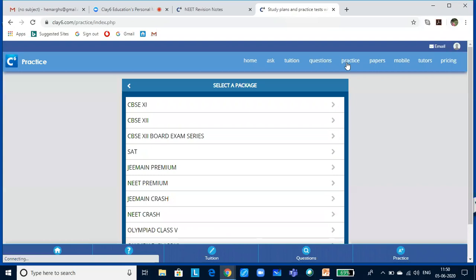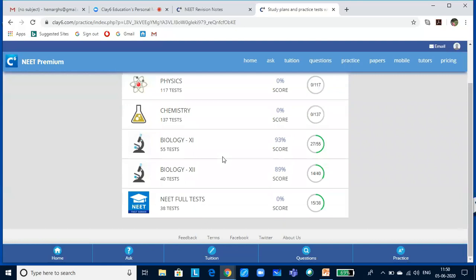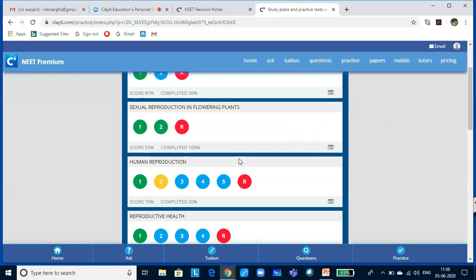So you will see a lot of packages. Since we are doing NEET crash course, NEET premium course, we shall click on NEET premium here. And here you find a lot of tests in physics, chemistry, biology, chapter wise tests. And then if you click on them, you will see that there are a lot of colored bubbles. So each bubble is a test.